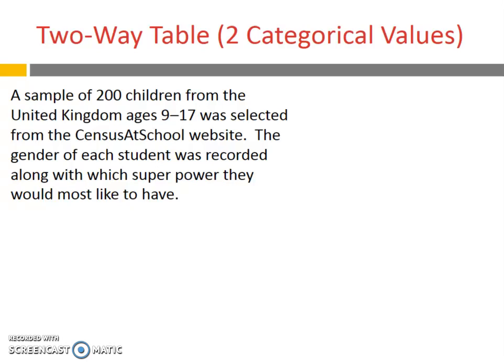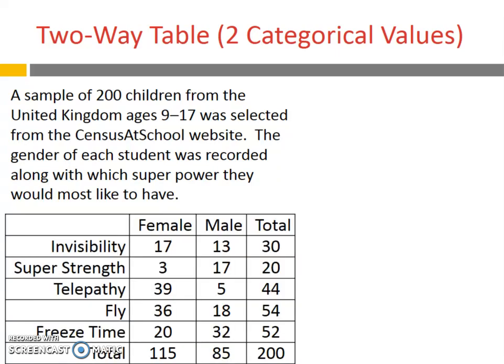A sample of 200 children from the United Kingdom, ages 9 through 17, was selected from the Census at School website. The gender of each student was recorded along with which superpower they would most like to have. Here is that table. This is called a two-way table because it is showing two different sets of variables. It's showing superpower preference and then gender.